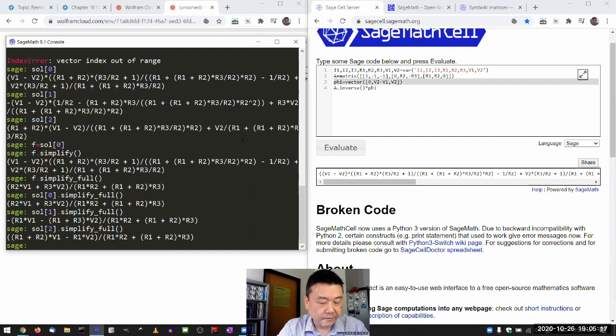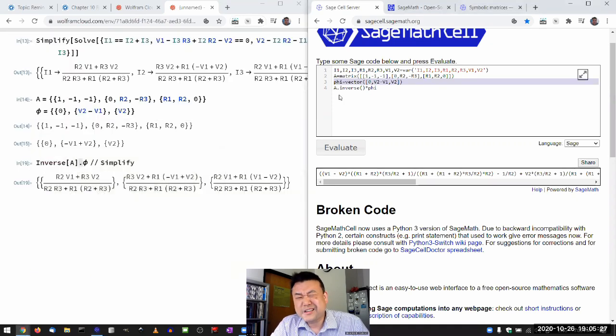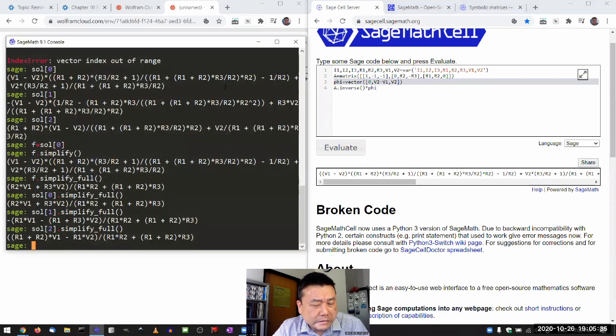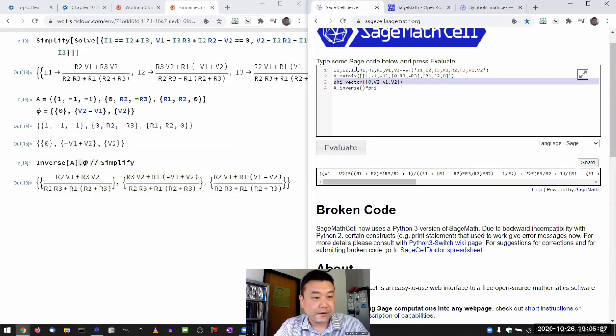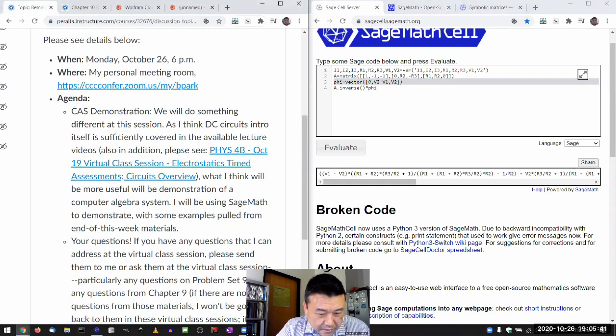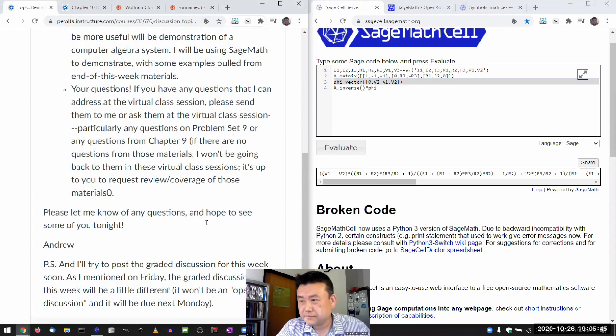Although, with SageMath, it uses Python-like syntax, but it's like its own language. So not everything necessarily available in Python is probably available here. Anyways, I think that's a good place to end. That covers everything: the demonstration of the computer algebra system.